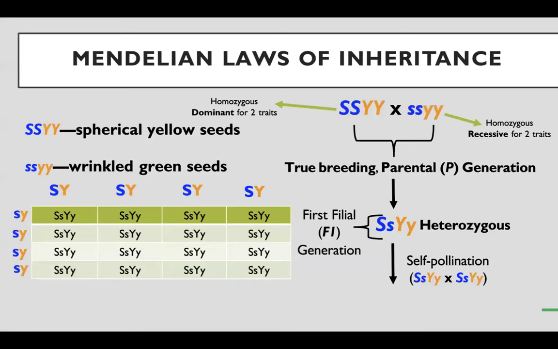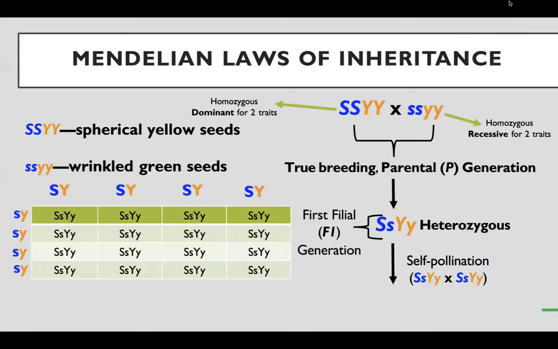So as mentioned before, you are trying to find out the percent chance for children for two separate genes. In this case, spherical or wrinkled is one of the genes, yellow or green is the second one of the genes. So how do you actually create the dihybrid cross?